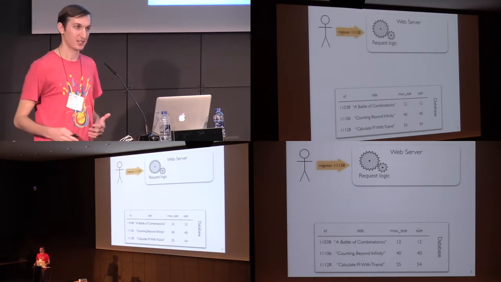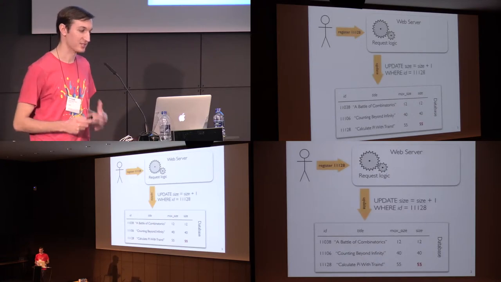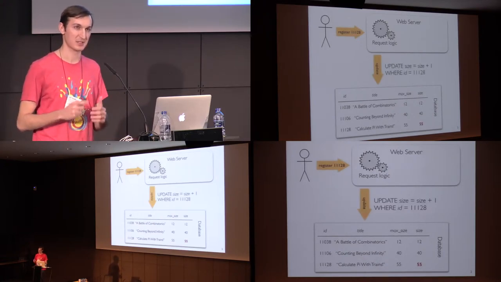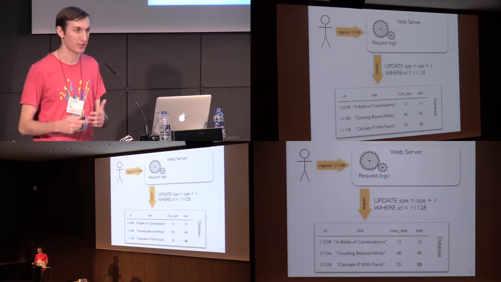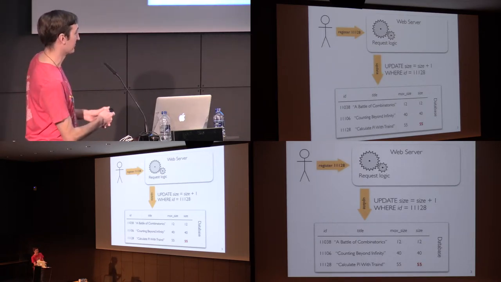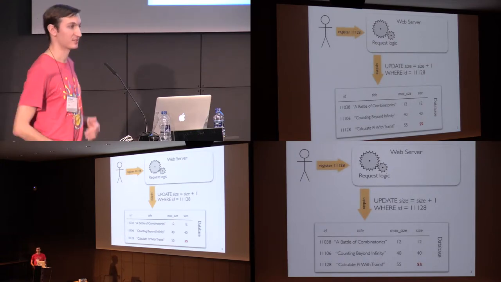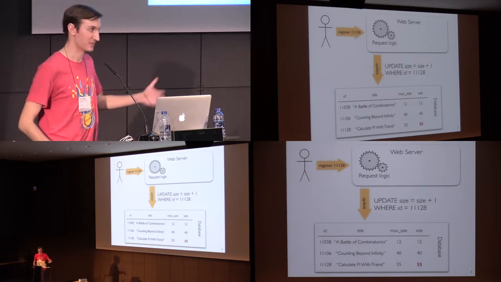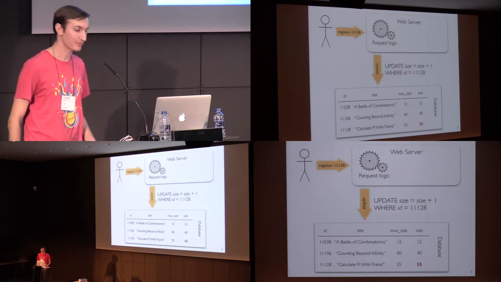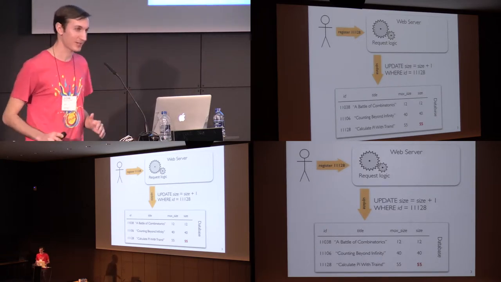Other actions don't lead to database queries so much as updates. These actions basically need to change that persistent data. When a student registers for a class, the web server sends an update specifying that for the row with ID equals 11128, perform a certain data transformation. In this case, updating the size because a new student has registered, so the size becomes the previous size plus one. This is a high-level overview of how web applications work.